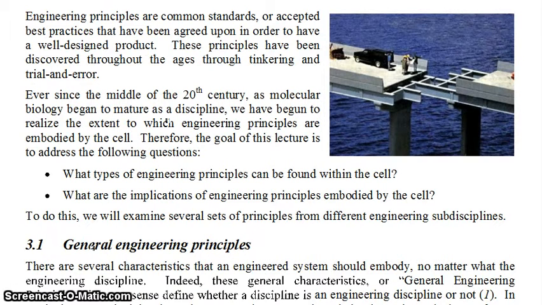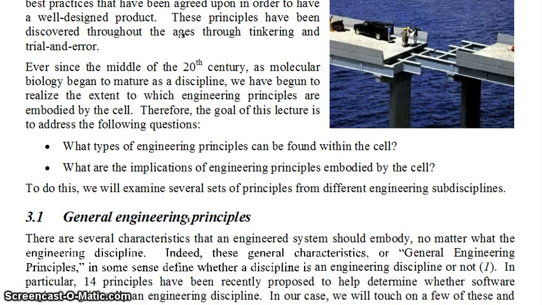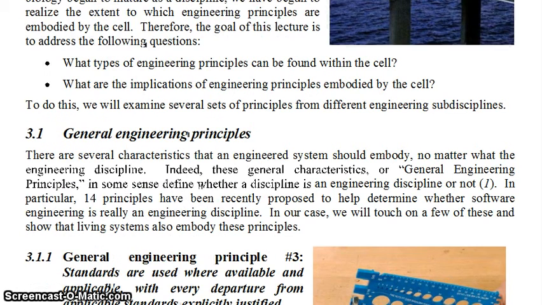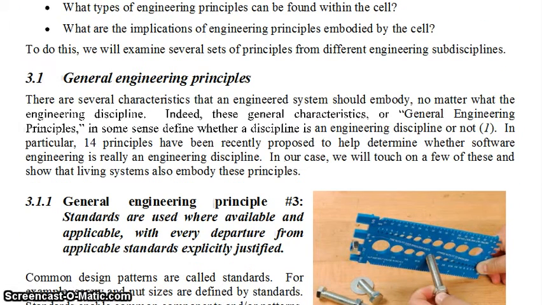And so we're going to take a look at some of the different engineering principles in different engineering subdisciplines. The first thing we'll look at are general engineering principles. And Burstis has recently proposed 14 general engineering principles that really demarcate whether a discipline is an engineering discipline or not. And so in our case, we're going to take a look at a few of these general engineering principles and show that they also apply to living systems.